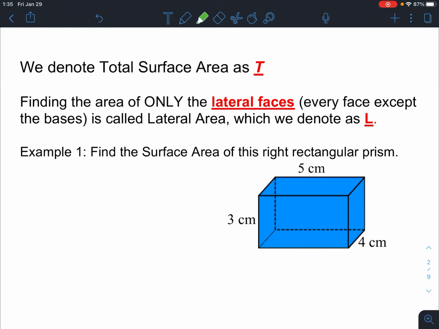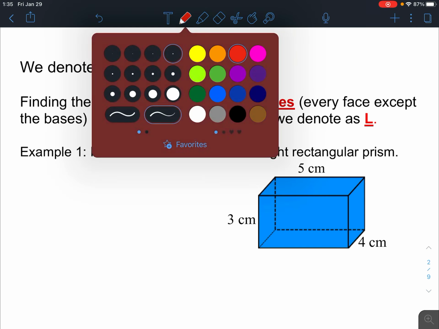So total surface area, we denote that as T for total surface area. Finding the area of only the lateral faces, which means every face except for the bases, is called lateral area, which we denote as L. So let's go right into our first example here.